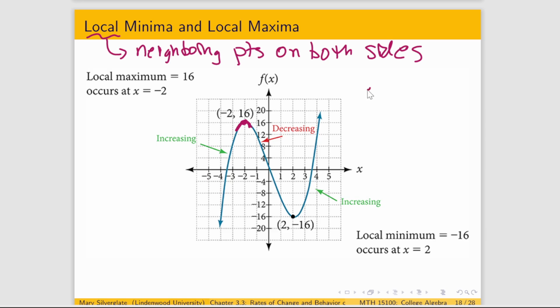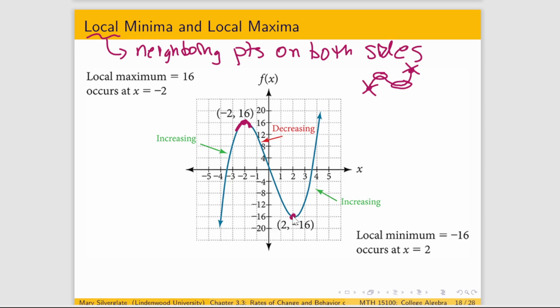So if, for example, you have some sort of function that has endpoints, you only pay attention to these peaks where there's neighbors. You do not pay attention to the endpoints at all. When we're talking about absolute minimum and maximum, we will pay attention to those endpoints, but not for local. So local, we need neighbors. That's really the key thing.